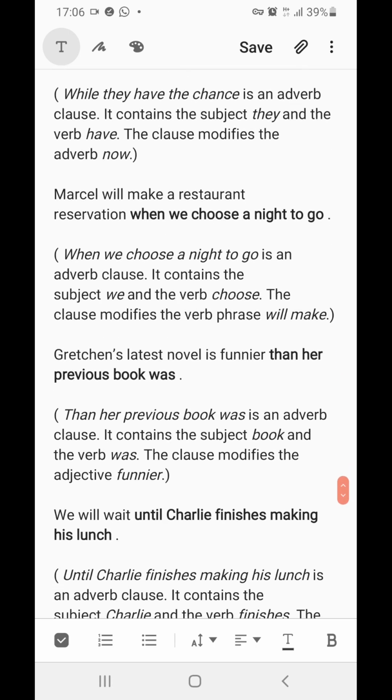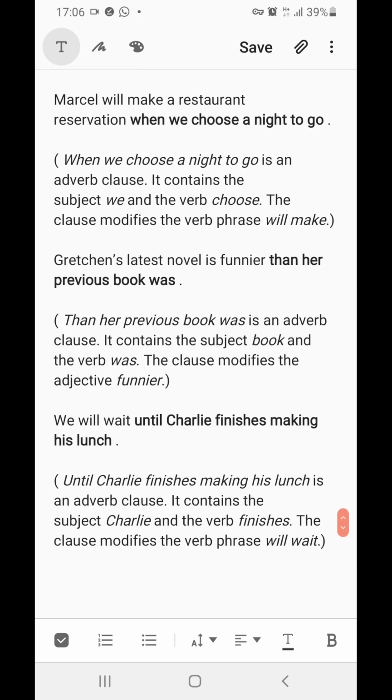So Gretchen's latest novel is funnier than her previous book was. So that is the same example which we did in the starting, right? Now let us come to the last example of today.